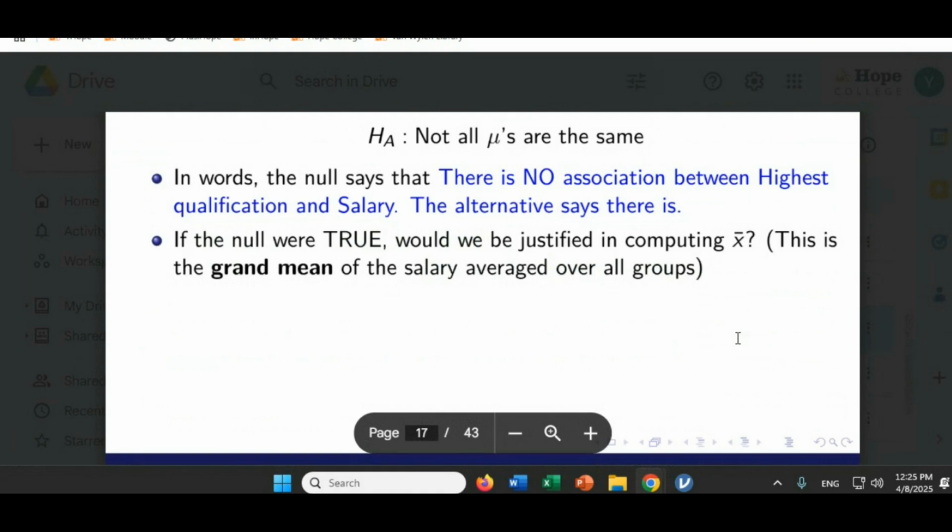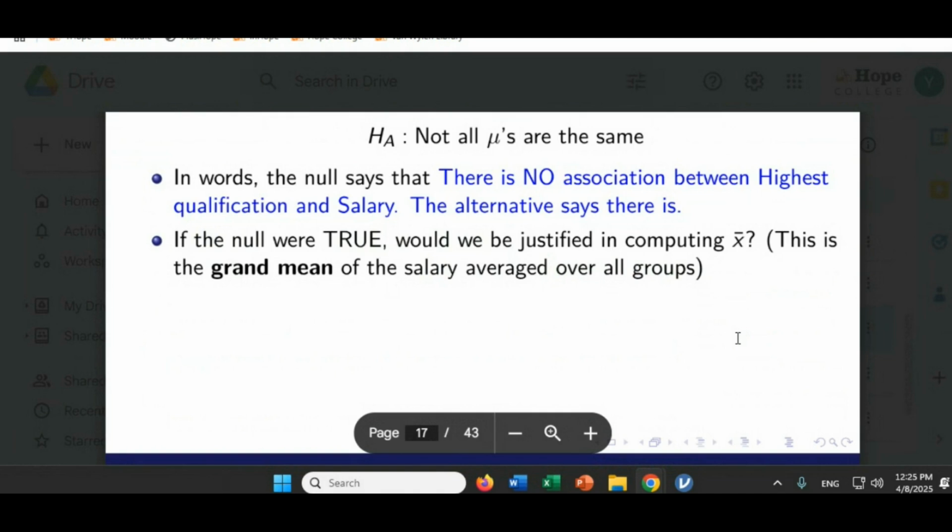I don't know whether you realize by now that the way I make my notes is actually to help you study. There's a high degree of similarity between chapter 9 and chapter 8. It's just that in chapter 8 it was proportions, now it is means. But a lot of the same ideas are circulating around and around again.